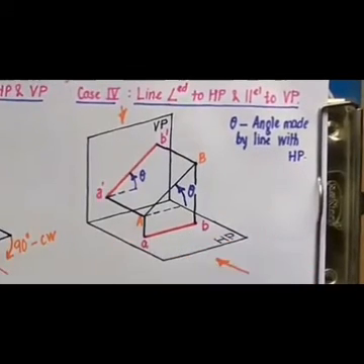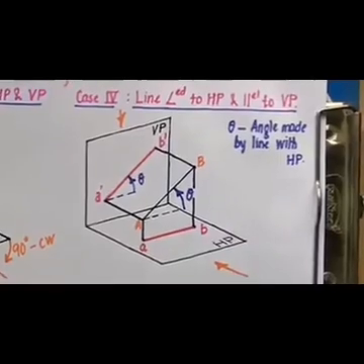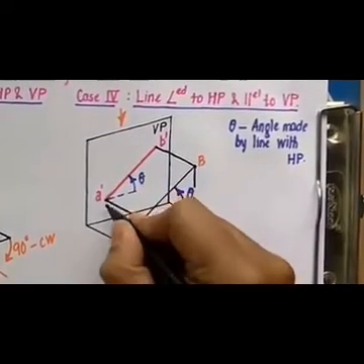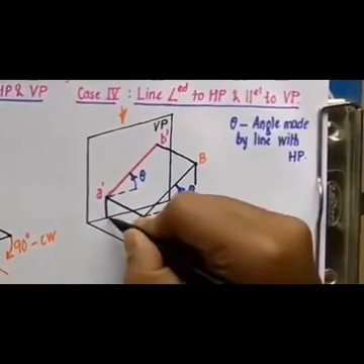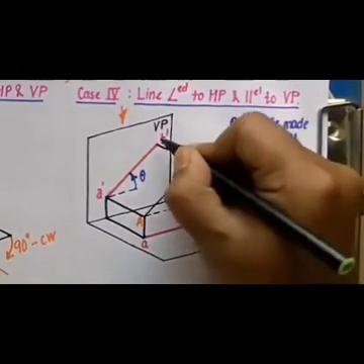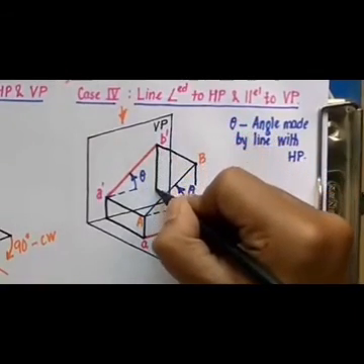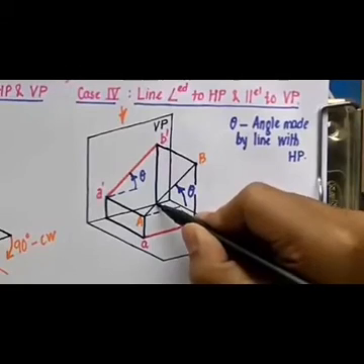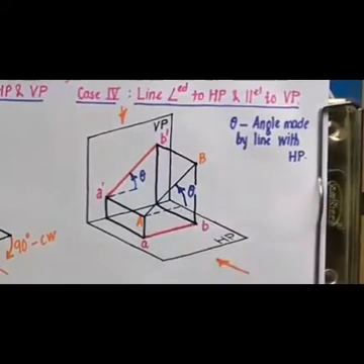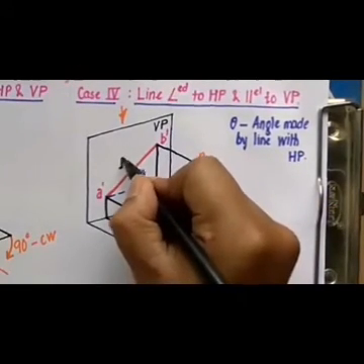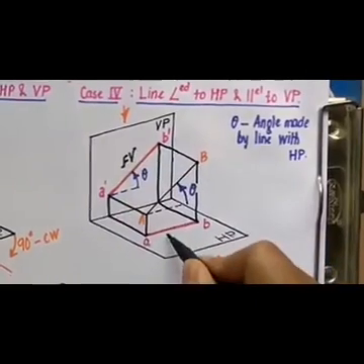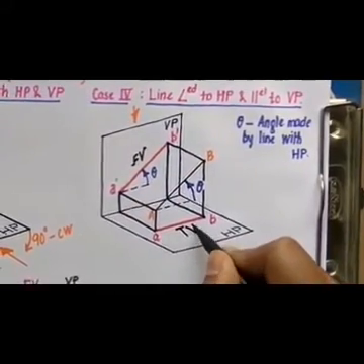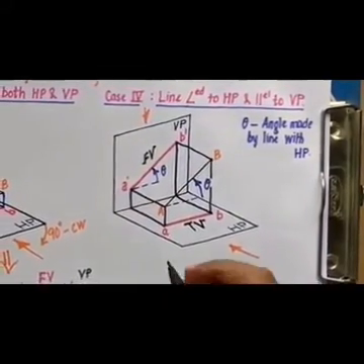Next thing to do is to join A dash with A. This is what you call connecting front views with top views. That's exactly what I'm doing right now, joining B dash with B. This is what you call the front view, and this over here is what you call the top view.